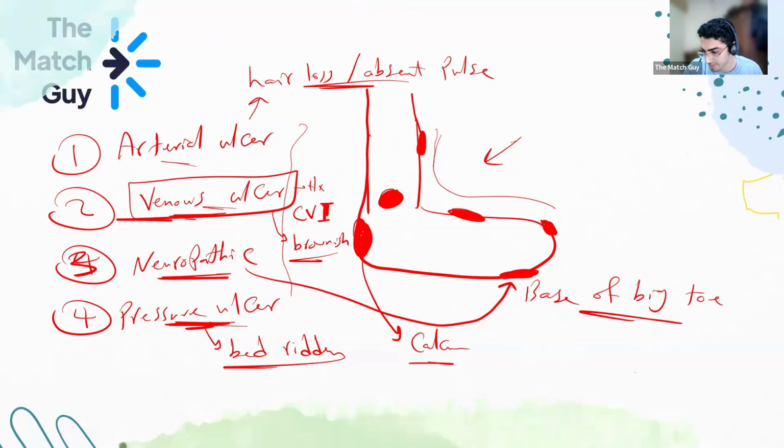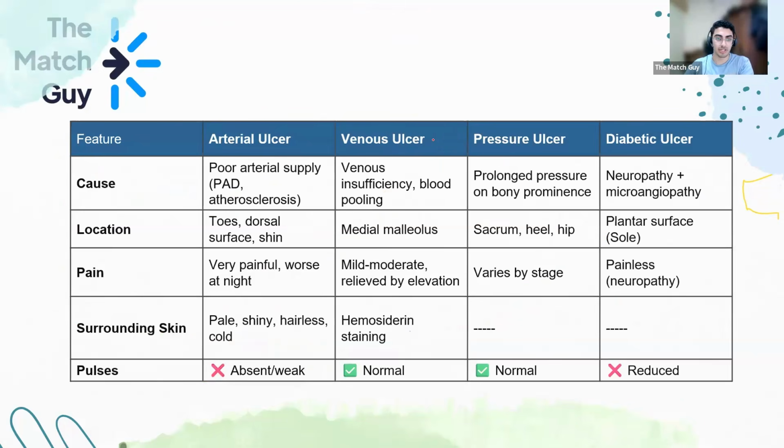Any questions so far? No, they don't have to present bilaterally. Okay, very nice. This is a table differentiating between all the types of ulcers. You can take a screenshot right now, guys.